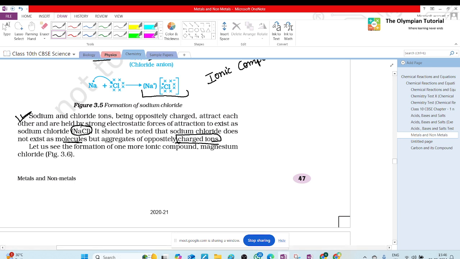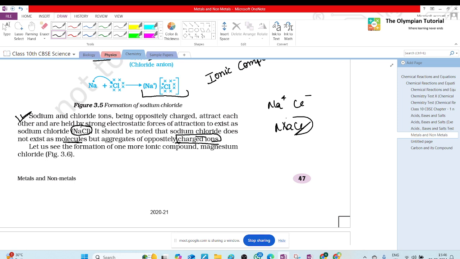It should be noted that sodium chloride does not exist as a molecule but as aggregates of oppositely charged ions, meaning it is formed by the combination of plus and minus charges. They combine and NaCl is formed. It is not completely one molecule. Are you getting it? Yes, ma'am.